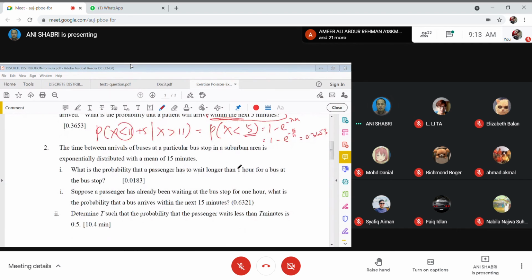Number B, the time of arrival of the bus. What is the distribution for number 1? This one is number 1, this one is number 2, and this one is number 3. Poisson. Why do you know it is Poisson? One hour, probability, wait longer than 1 hour.